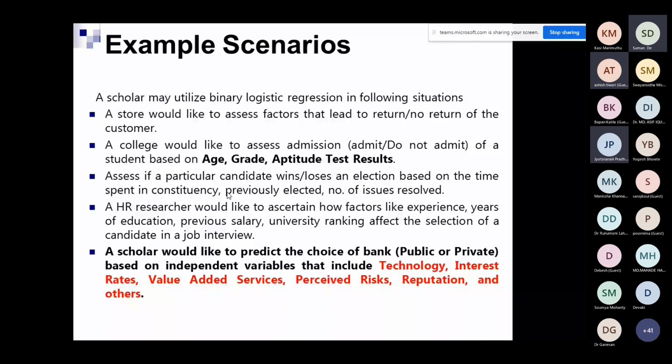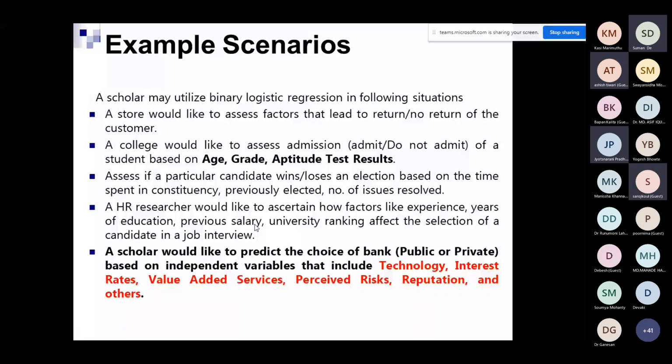So your dependent variable is the job interview: successful or not successful. The independent variables are experience, years of education, salary, and university ranking. So how do the independent variables influence success in an interview? The interview outcome is yes or no, successful or not successful.